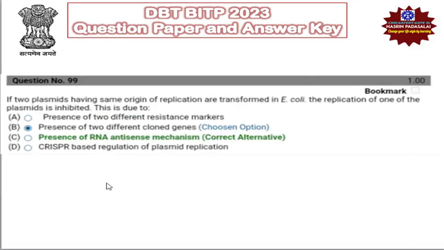Next, if two plasmids having the same origin of replication are transformed in E. coli, the replication of one plasmid is inhibited. So how come? See, if two plasmids have the same origin of replication, there will be plasmid incompatibility. Since they have the same origin of replication, there will be a fight between both the plasmids. So that's the reason why organisms like E. coli have a negative regulatory mechanism, taken over by the RNA antisense mechanism. It will block the replication of one plasmid, thereby allowing the replication of the other plasmid. So they have a negative regulatory system called the RNA antisense mechanism.